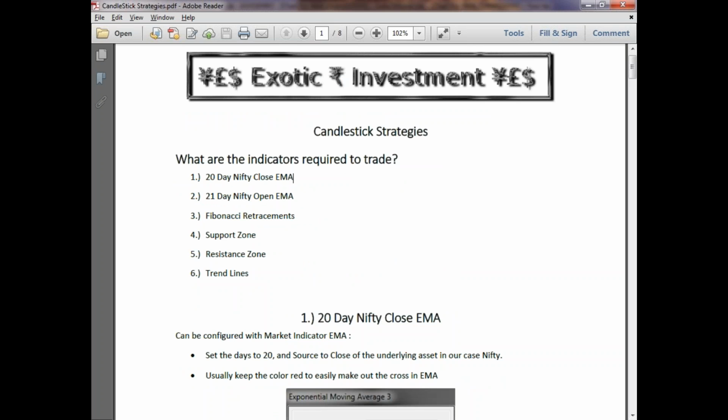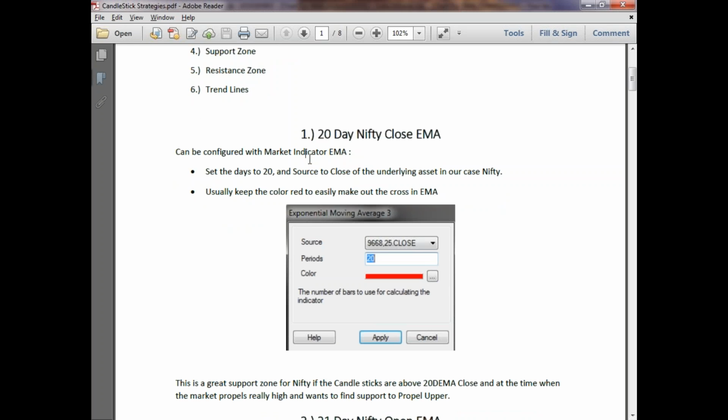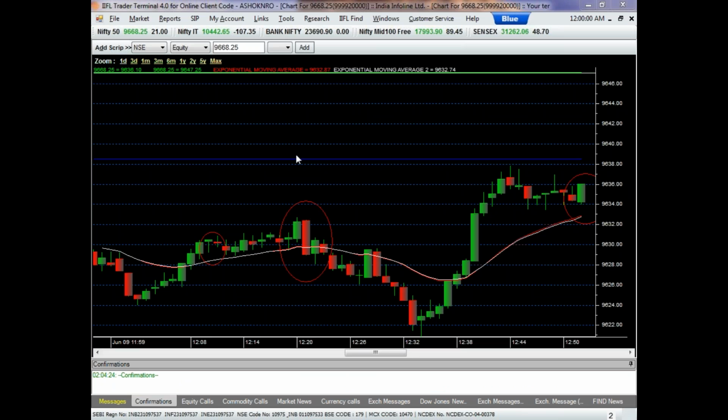Okay, so I will be teaching you 6 indicators. I have already talked about the 20-day Nifty close EMA and 21-day, not much about Fibonacci retracement. However, about the support zones and resistance zones and the trend lines, how to draw the trend lines, how to draw the support zones, resistance zones, Fibonacci retracements, what plays in Fibonacci retracements, what is important, what is not, I will tell you everything about all these 6 indicators. Yeah, let's take the 20-day Nifty close EMA.